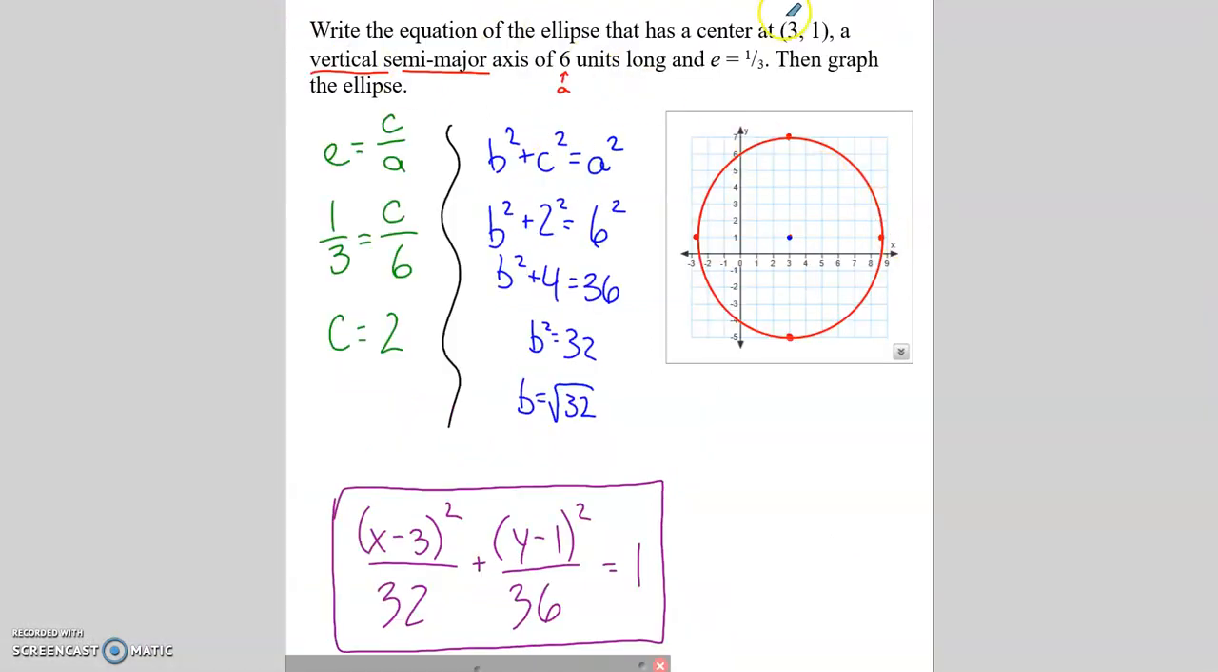The only thing left for this one, it didn't ask you to plot the foci, but it's very easy to once you know C. It's 2 units away from the center, but it's not in this direction because the foci are always on the major axis, and for this one the major axis is vertical. So for this one the foci would be 2 units above and 2 units below the center. So if it did ask you for those, that's where they would be.